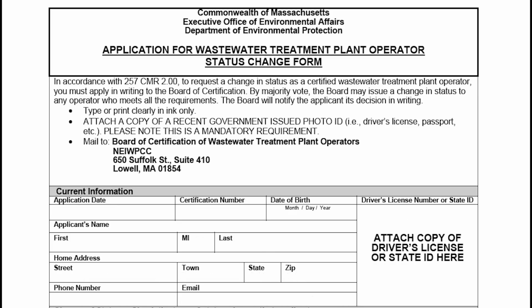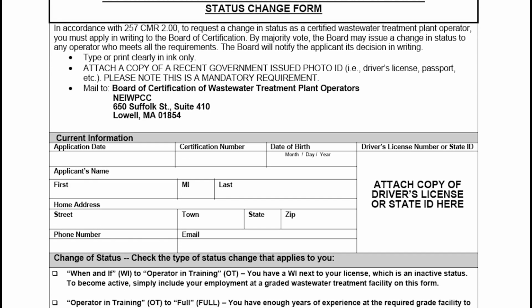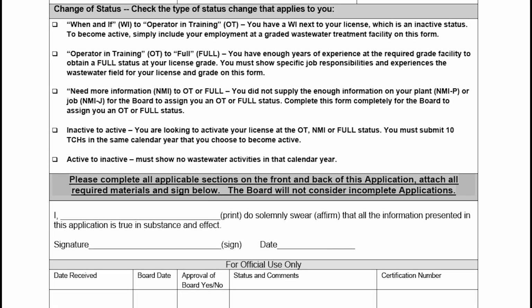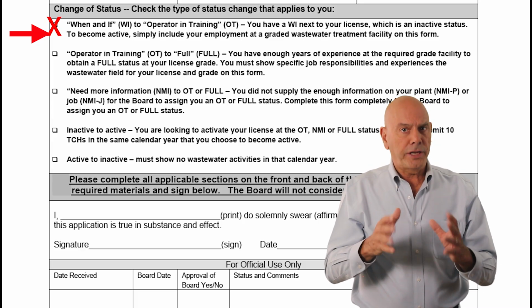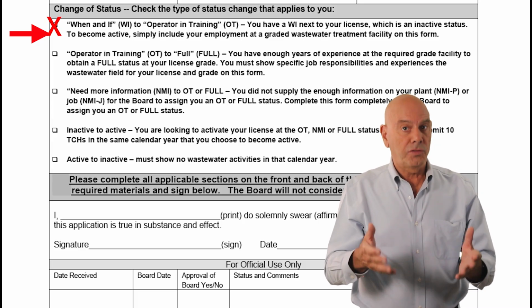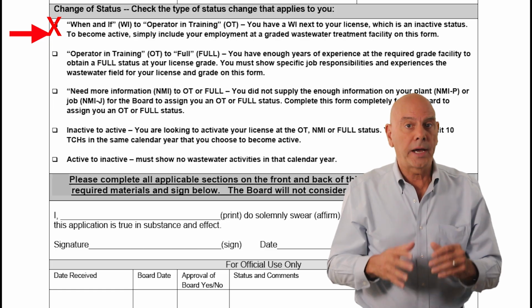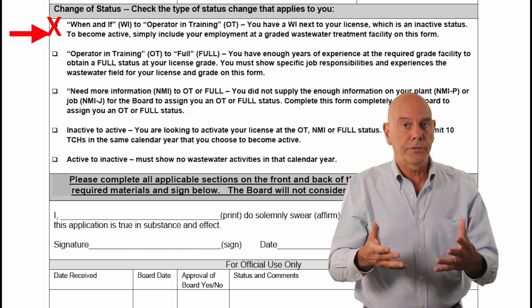The next section of the form is where you indicate the type of change in status that you're requesting. Check only one of the boxes in this section. The first choice is to change your status from when and if, which is designated as a WI on your license, to an operator in training.